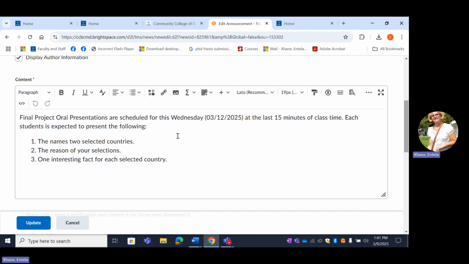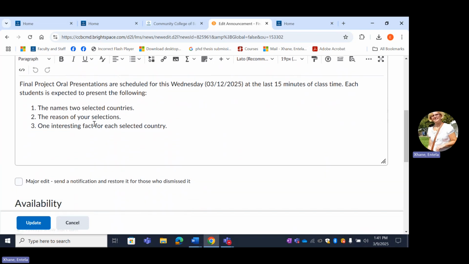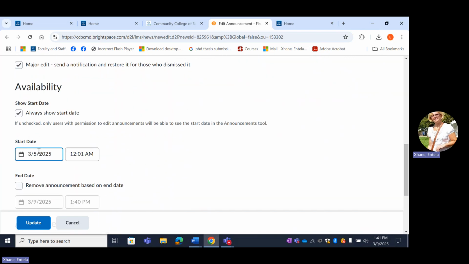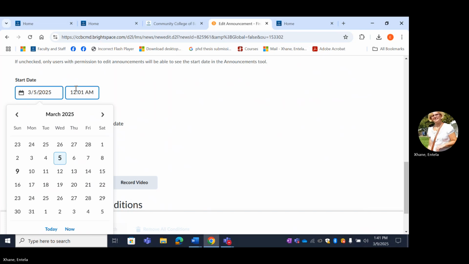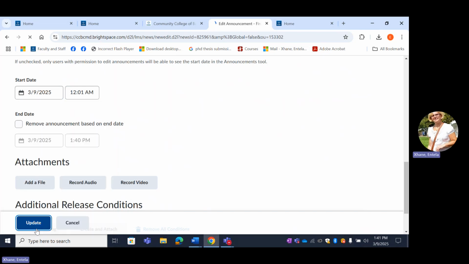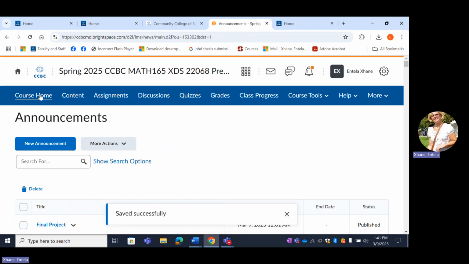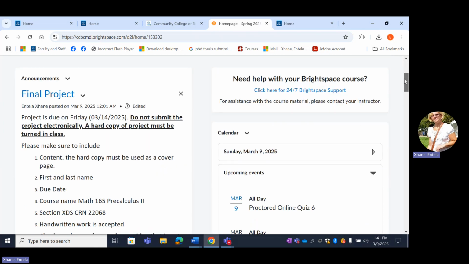Use a short, small index card. You can use a big one, but it has to be an index card, not a formal presentation. There are three things that you're including in there. Any of those versions of the projects is asking you to select two countries of your interest. You're going to say the reason why you're selecting them, and then one interesting fact for each country that you selected. That's another announcement that relates to the project. I'm going to place this under the updated version.